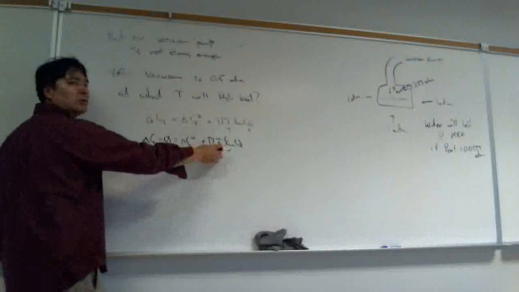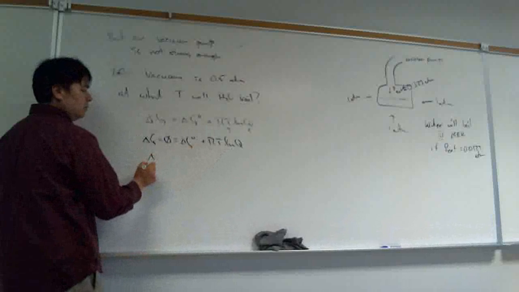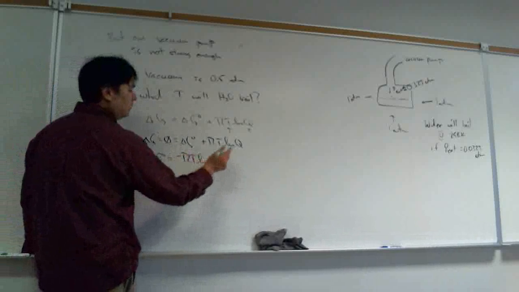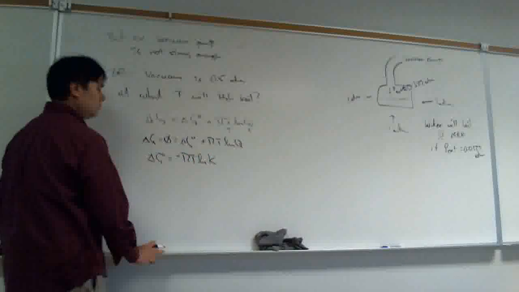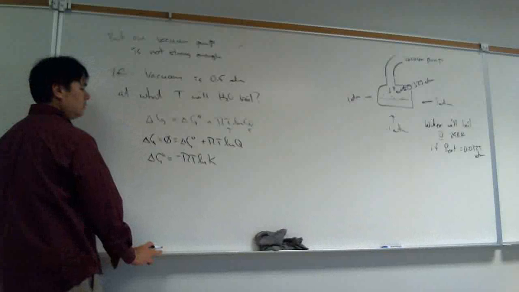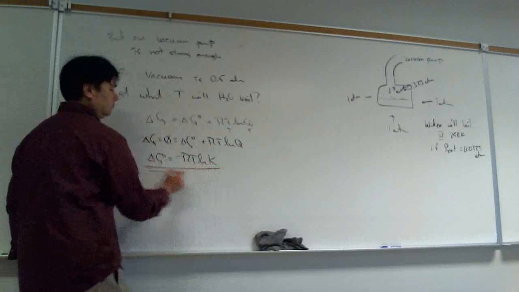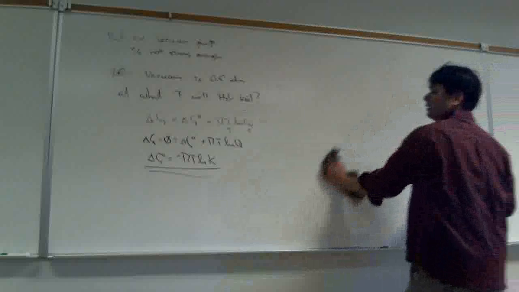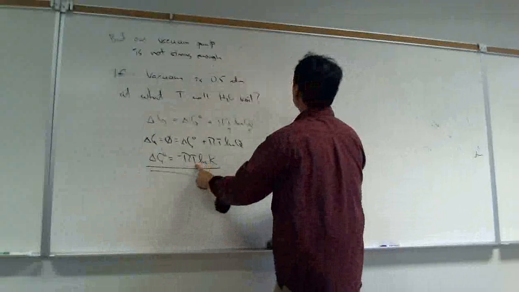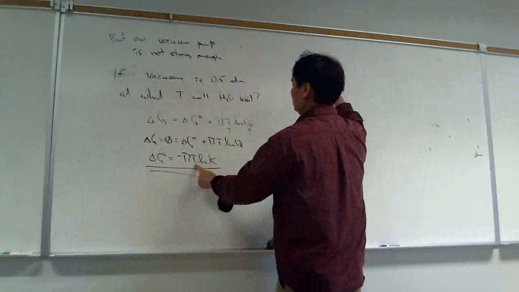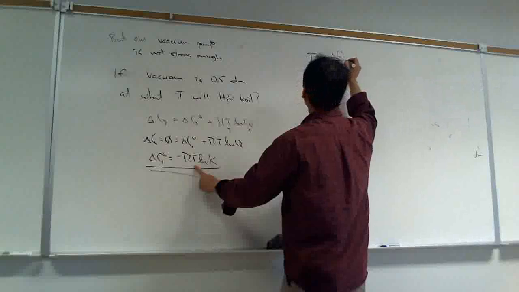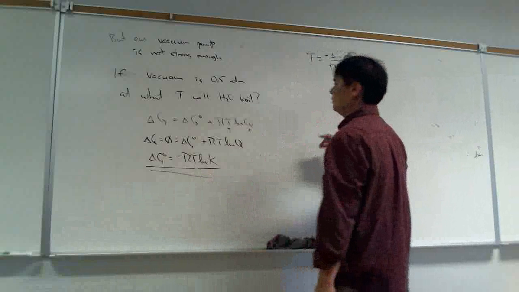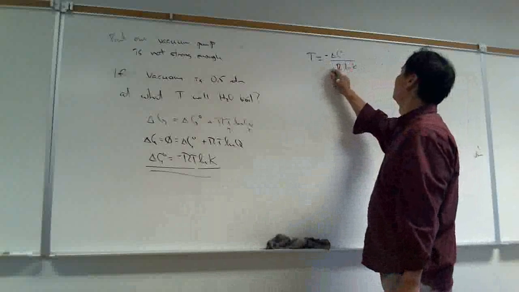This is non-spontaneous. We want to make it spontaneous. In other words, delta G naught is equal to minus RT ln of Q, and Q gets changed to K. And so we just solve for T. That is, T is equal to minus delta G naught over R ln of K.